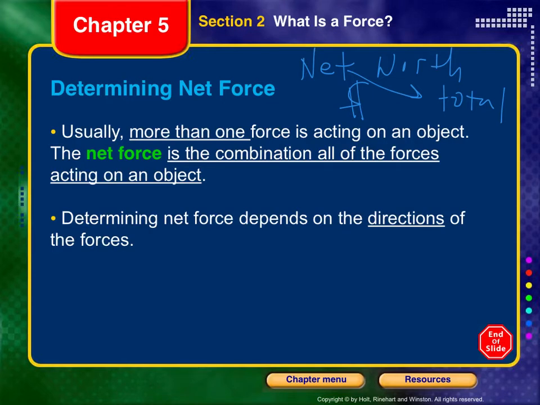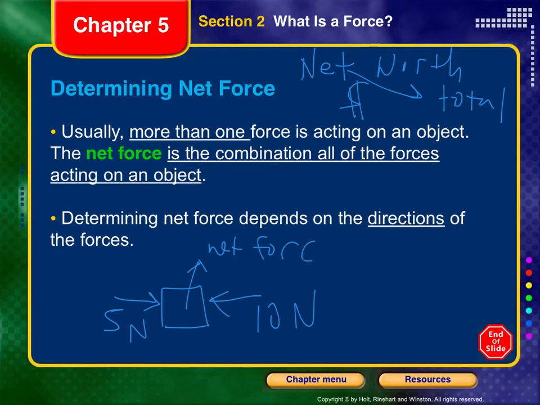So figuring out the net force depends on the direction of the forces, all right? So if I'm pushing a block, I can push the block that way, right? Remember we talked about motion, direction is really important, or I can push the block that way, and I can figure out what the total net force is on this block, all right? So let's say I'm pushing the block this way with 10 newtons of force, and I'm pushing the block this way with 5 newtons of force. Well, I can figure out what the total net force is just by doing some quick math. I'll show you about that in a second, all right? So the net force, remember, is the total force.